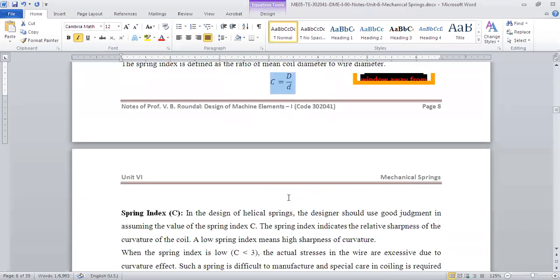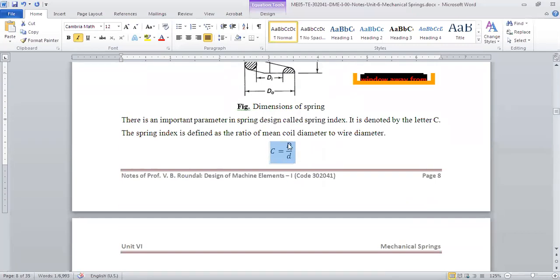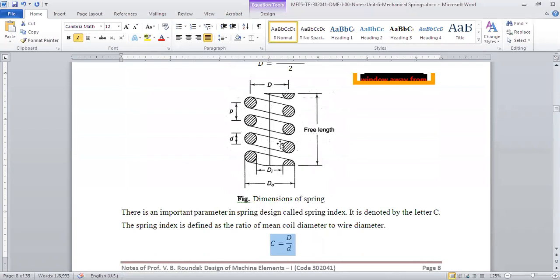Also, if it is very high, more than 12, what happens at that time? D is very high. So now you are looking at a very thin wire, but a very large diameter of the coil. So what will happen at that time? If you put a load on it, it will buckle. It will try to collapse. It will not sit properly, right? When you put a load, it will not stay in a vertical position. It will collapse. It will try to buckle.